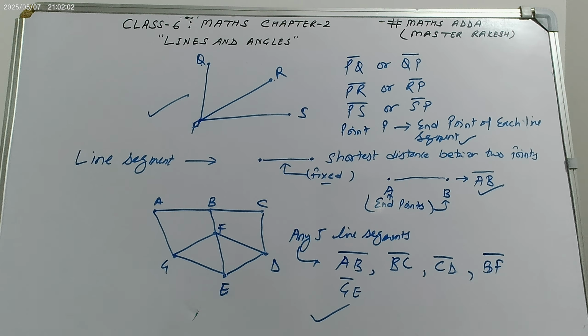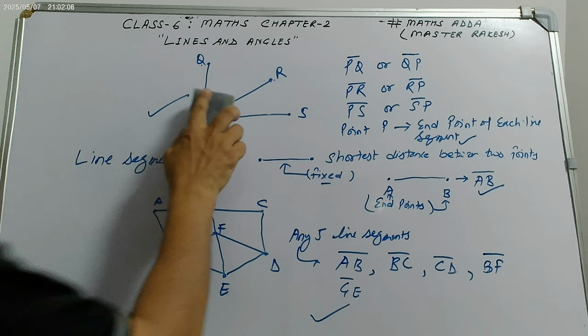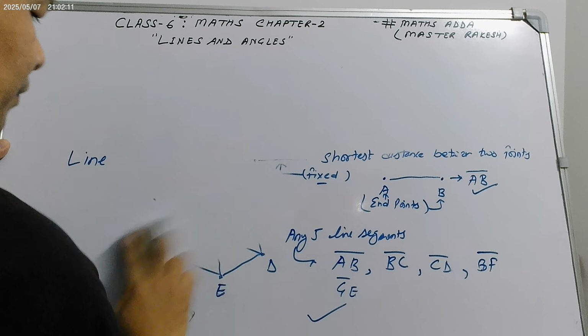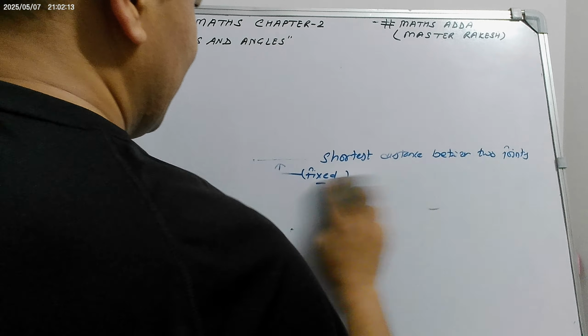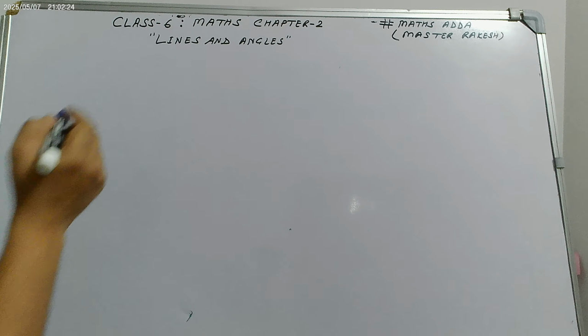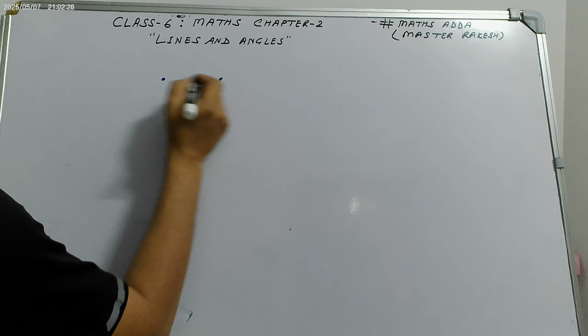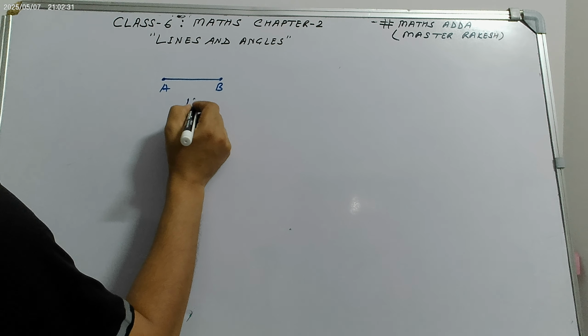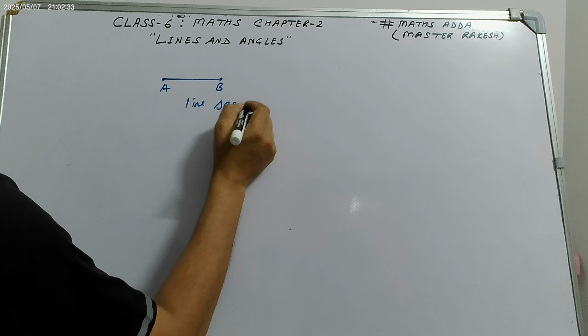So now the next topic is the line. Line segment is clear to you. Now about the line. What do you understand by the line? So that we will understand the line. What is a line? A line is obtained when, so this was a line segment, like this was a line segment.